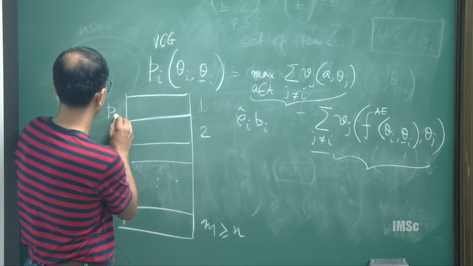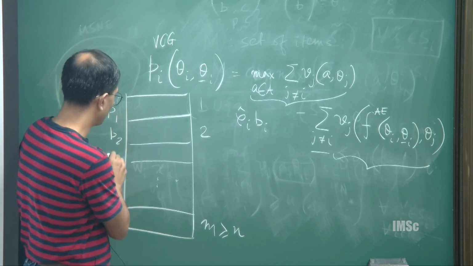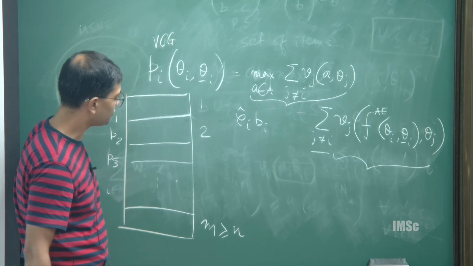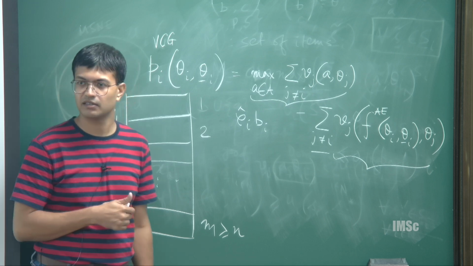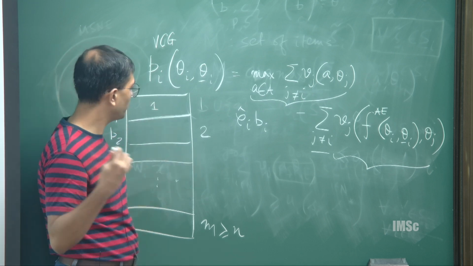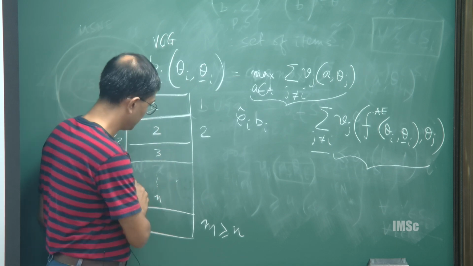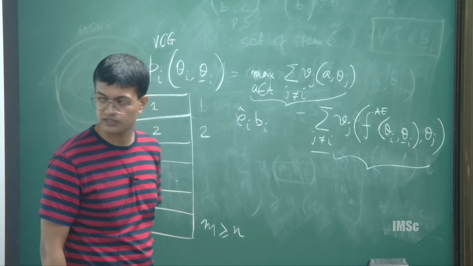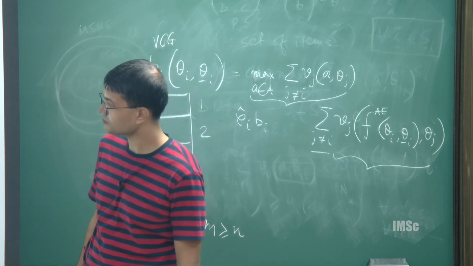So, this one has P1, P2, and these are in decreasing order. How should we allocate, what is the efficient allocation here? Advertiser 1, because of the way we have defined it, then advertiser 2, 3 and up to n. This is the efficient allocation.